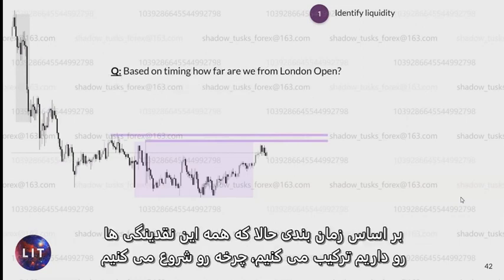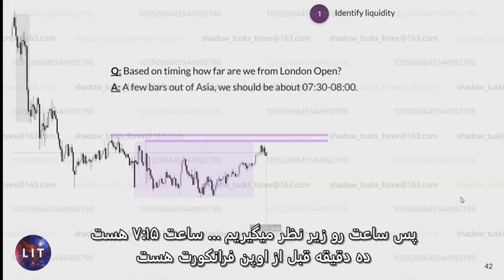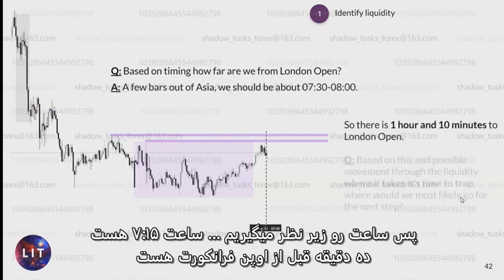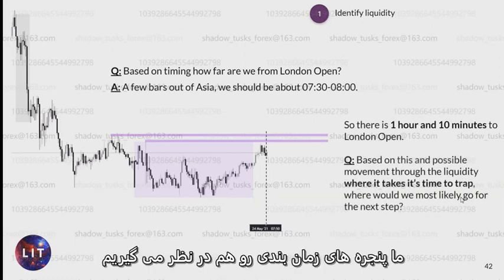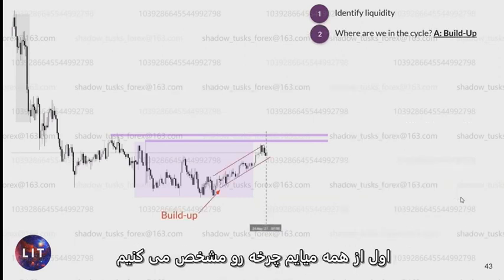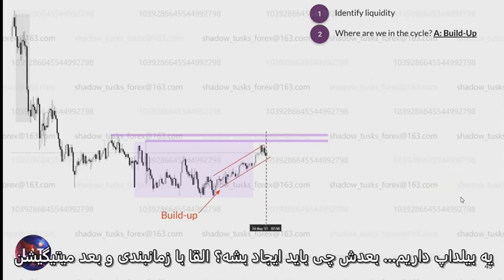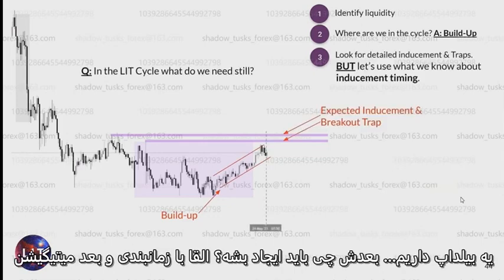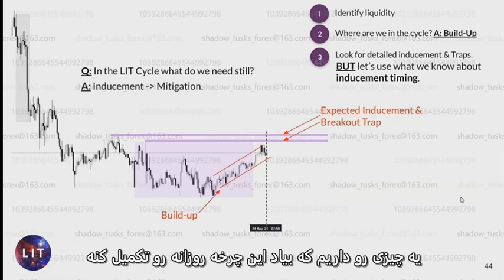Based on timing, now you're combining the understanding of liquidity with starting the cycle. So you look at the clock. It's 7:15, so 10 minutes before even Frankfurt open. So what do we do? Of course, you include the timing windows. First of all, we're talking about a cycle. So build up, what should come next? Inducement with timing, and then mitigate something for completing the internal cycle, the intraday cycle.